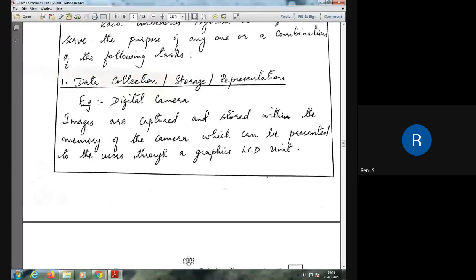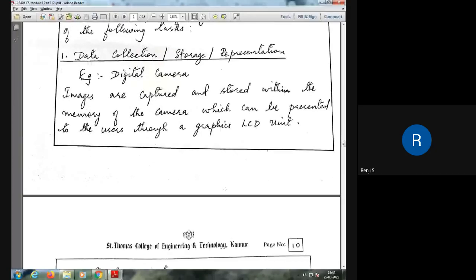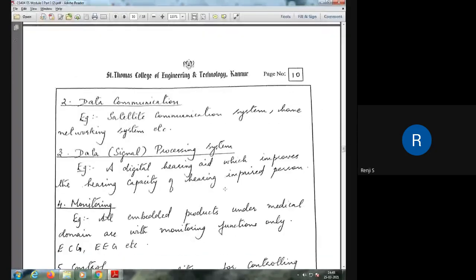One such example of a device that does all three functions is the digital camera. It is capable of capturing the image, storing the image, and representing the image to us through the LCD unit. So this camera is an embedded system which does all three functions. Then the second purpose is data communication, like satellite communication systems, networking systems, etc.